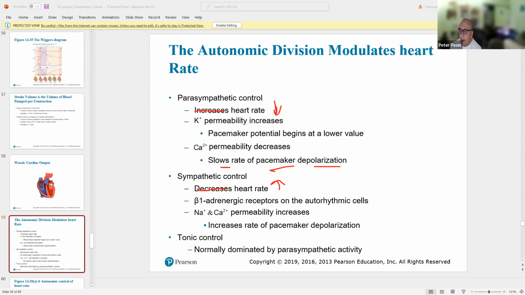So beta 1 adrenergic receptors on all cells, which then increases the rate of pacemaker depolarization. So if you take beta blockers, they block beta 1, and therefore it decreases sympathetic control, which then increases parasympathetic control, so slower heart rate. Normally, this is dominated by parasympathetic. Your heart is normally dominated by parasympathetic.